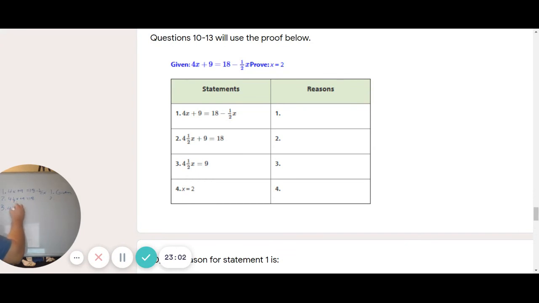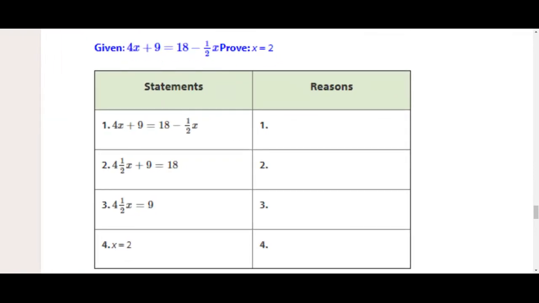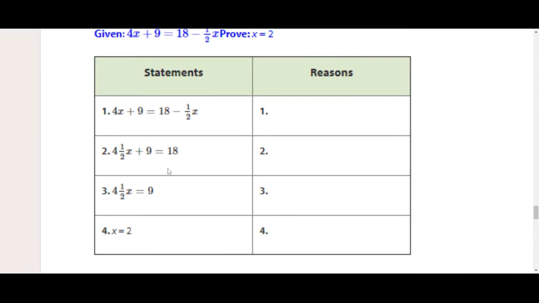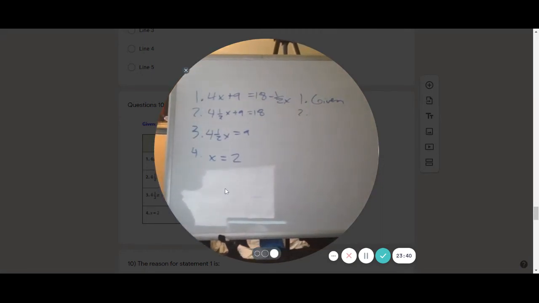4 and 1/2 x equals 9. 4x equals 2. Okay. So let's try this one here. So let me zoom out. I should do this so you can see. Okay. So how does the first thing always get there? Because it's given.